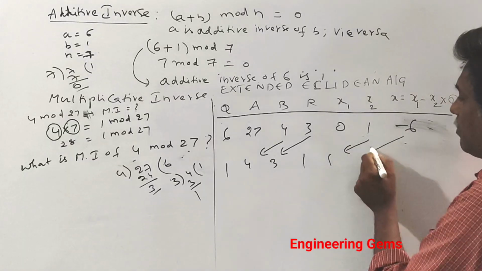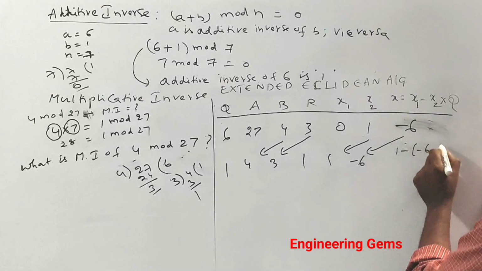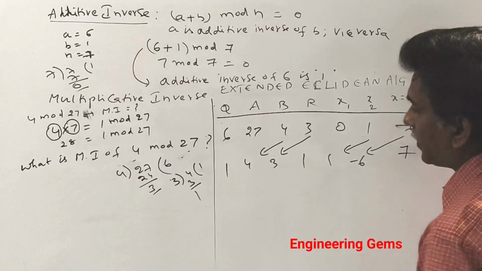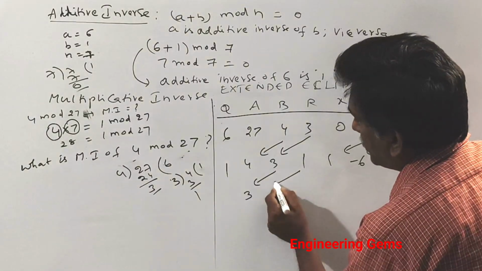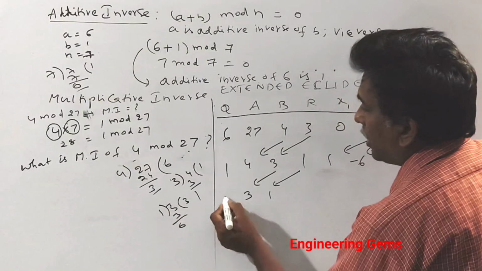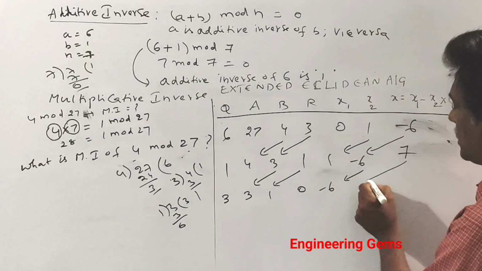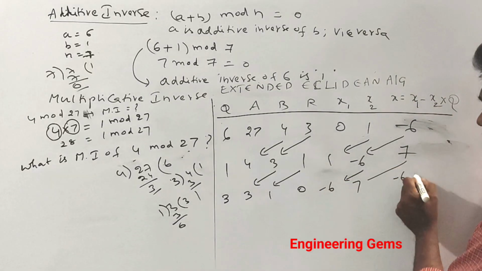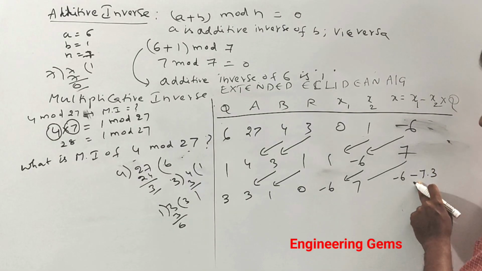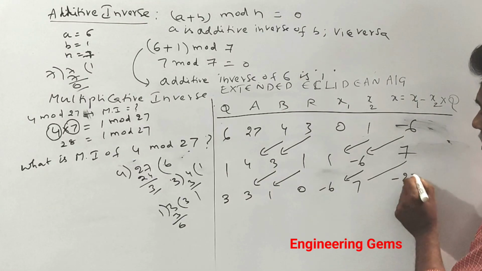Now 1 is shifted here, minus 6 is shifted here. It is 1 minus minus 6 into the coefficient 1. So 1 plus 6 is 7. So here the answer is 7. Now 3 is shifted here, 1 is shifted here, and 1 divided by 3: the coefficient is 3, the remainder is 0. Now minus 6 is shifted here and 7 is shifted here. So it is minus 6 minus 7 into 3, that means minus 6 minus 21, which is minus 27.